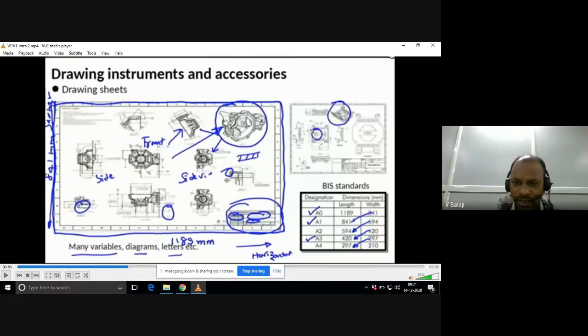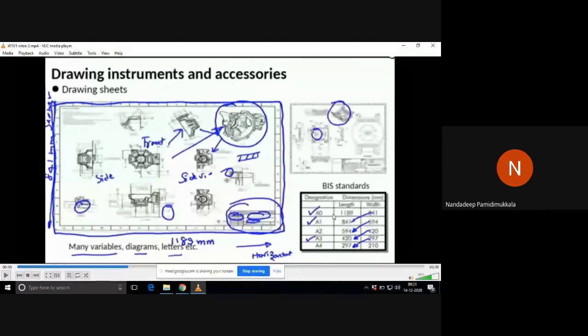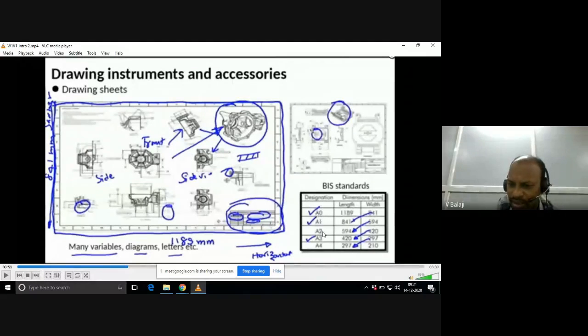These are the standard drawing sheet sizes and designations. What is the designation of 1189 by 841 drawing sheet? A naught. The designation of a drawing sheet of length 594, width 420 means A2. Am I right? Now I will ask you one question. Which designation of drawing sheet is appropriately used by the engineering students?